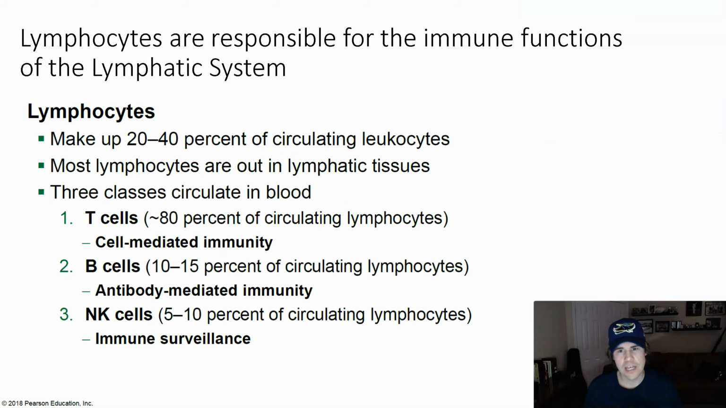So first off, lymphocytes. Lymphocytes are responsible for the immune functions, protecting you from the outside world. Lymphocytes make up 20 to 40% of circulating leukocytes. Leukocytes are white blood cells. Most lymphocytes are out in lymphatic tissue. There are different classes. First off, there's T cells, cell-mediated immunity. We'll learn more about that when we talk about the immune system. B cells are antibody-mediated immunity.